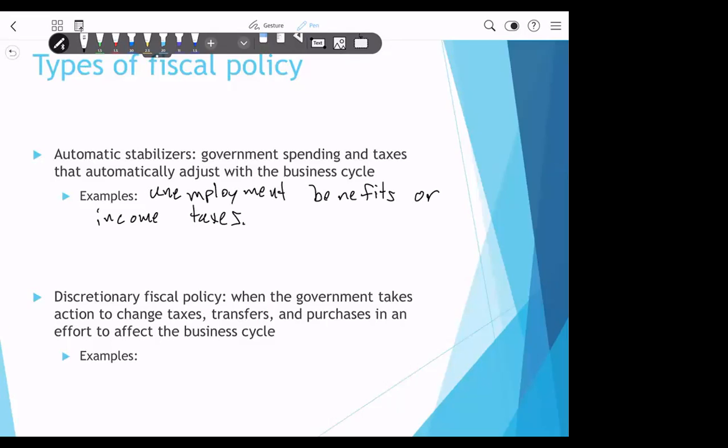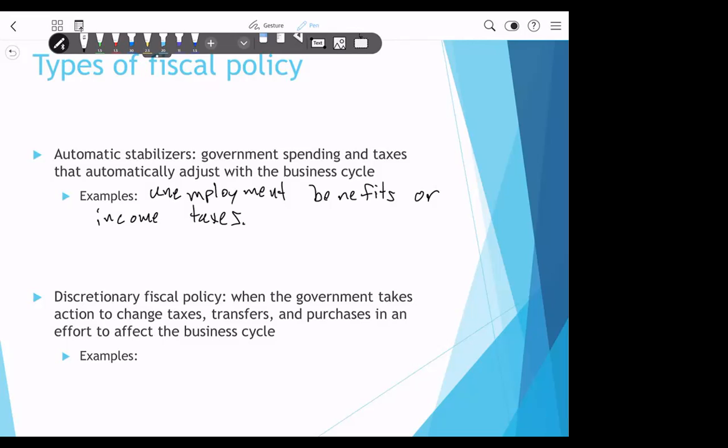Okay, those are things that, as more people are unemployed in a recession, right, government transfers will automatically go up a little bit, which should shift aggregate demand back right and slow the recession down. So the fiscal policy system is set up to have these things happen automatically. Income taxes are the same thing, because as people make less money, they have to pay less in taxes.